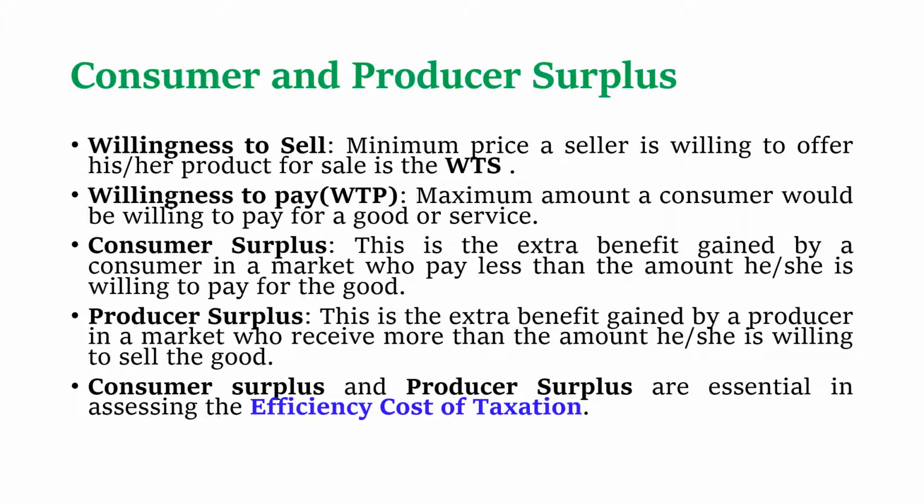It is the consumer surplus. Now for producer surplus, it's again the extra benefit gained by the producer. So for producer surplus, the benefit is gained by the producer, and for consumer surplus, it is gained by the consumer. The consumer surplus and the producer surplus are very essential in assessing the efficiency of tax, the cost of taxation. So we're going to look at that later on in the course.